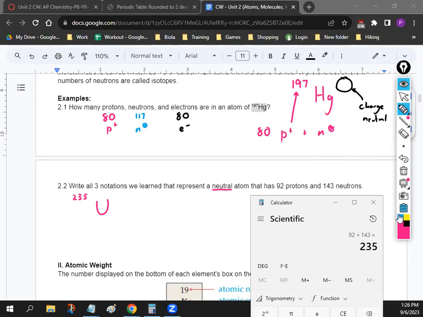Okay. The second way is super easy. It's the same thing. Okay. The only difference is we just put the proton number underneath the isotope number. So this is the first way. This is the second way.